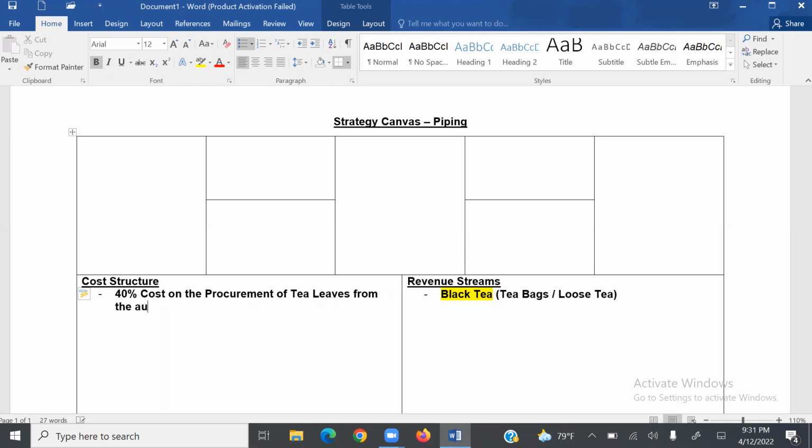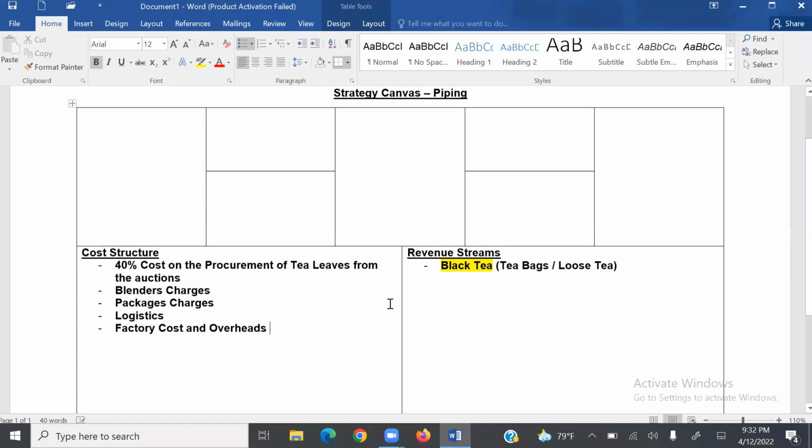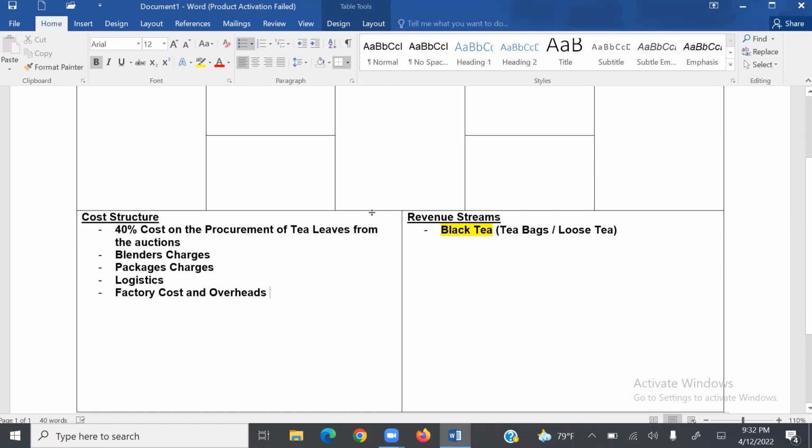Students, I believe this is very clear for you. And also blender charges, because we generally have blender charges as well. Packaging fees are also there, packaging charges. Then logistics, if I'm not mistaken, and the factory cost and overheads. So students, these are the major types of cost structure we generally have at the moment. The key thing here is that 40% is on tea leaves. That is the major idea.